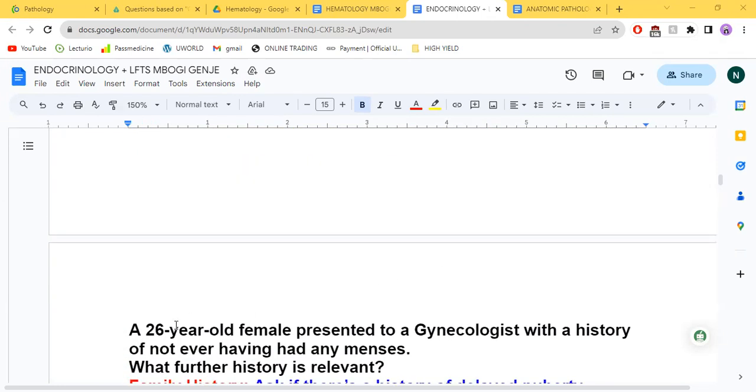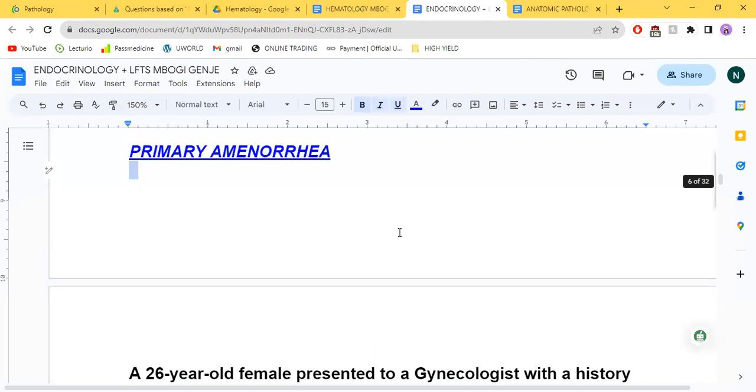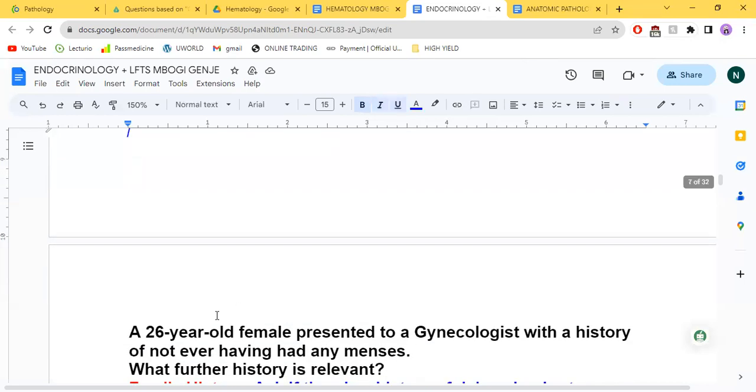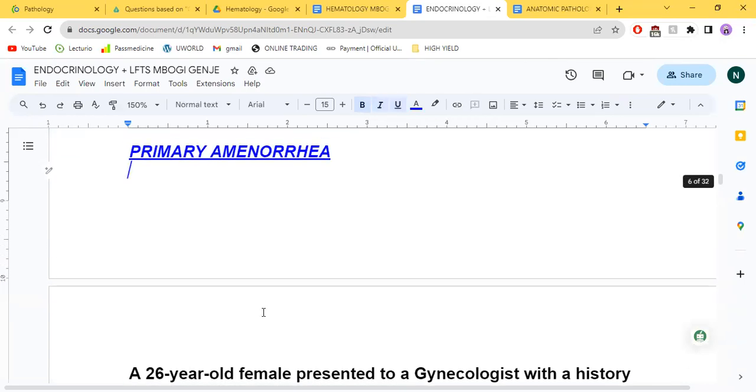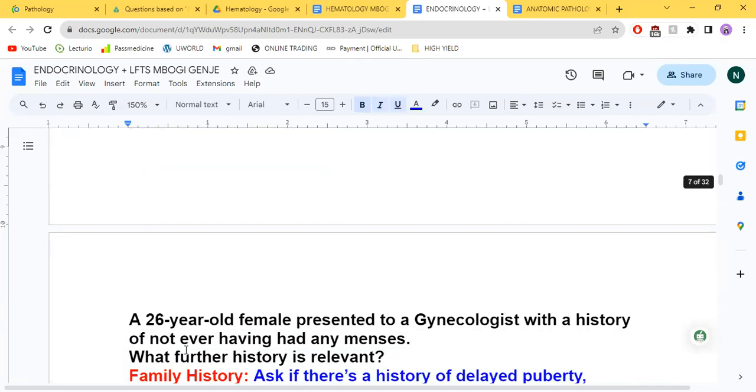So a 26-year-old female, look at the age, presented to a gynecologist with a history of not ever having had any menses. Number one, what further history is relevant? So which history will you ask? First of all, what is this? This is primary amenorrhea because of the age. Then history, so I've given you one, family history.